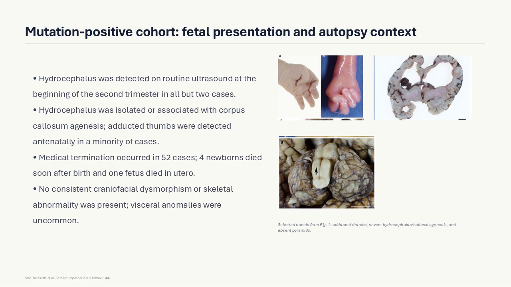In nearly every mutation-positive case, hydrocephalus was detected by routine ultrasound early in the second trimester. It could appear isolated or with corpus callosum agenesis. Adducted thumbs were detected antenatally in only a minority, even though they were common at autopsy. Most pregnancies were medically terminated, 4 newborns died soon after birth, and 1 fetus died in utero. The overall pattern was neurologic rather than a broad visceral or skeletal malformation syndrome.